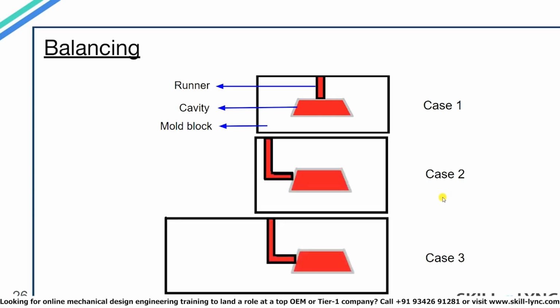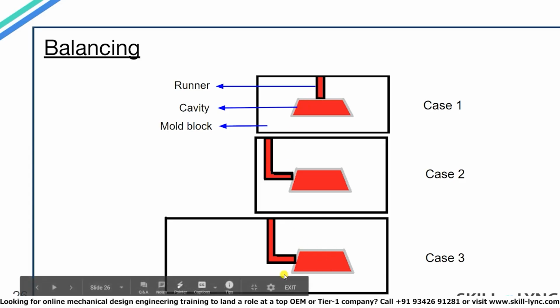So for single cavity tools, we try to go for case 1 as it is balanced, and the material cost and runner length is also less in case 1. But in case we can't go for case 1 due to gate location constraints, then we can go for case 3. In case of multi-cavity tools, we always go for case 3. Here you can add a second cavity to the same mold and have a 2-cavity mold.